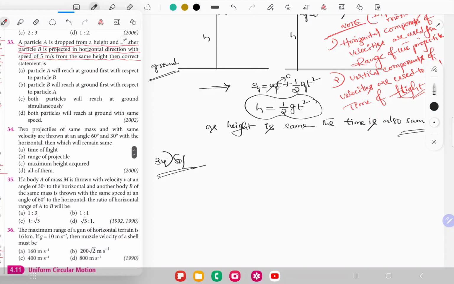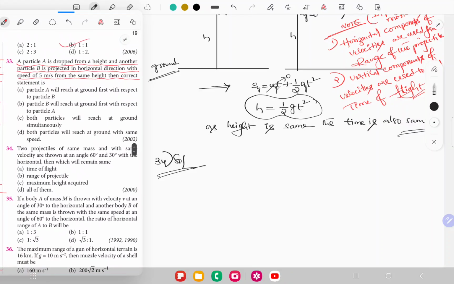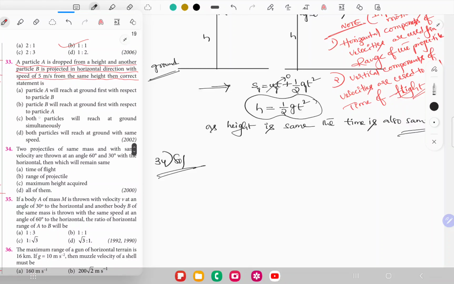In question number 34, which option is correct? Here it is: option both particles will reach the ground simultaneously, for question number 33.